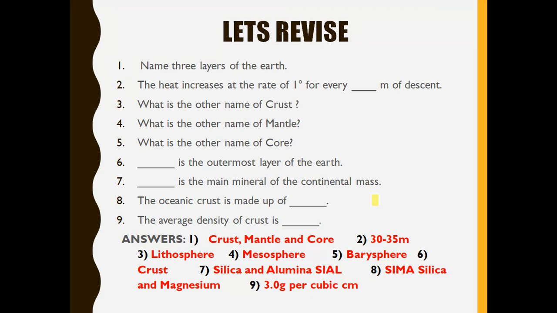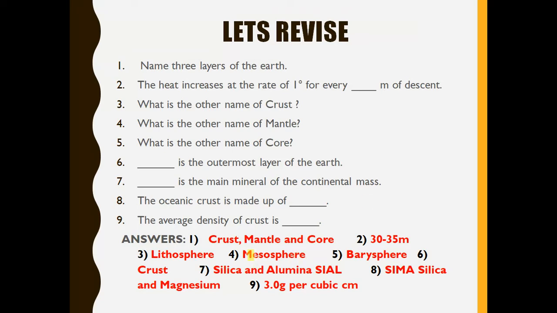Question number 6. Dash is the outermost layer of the earth. Crust. Dash is the main mineral of the continental mass. Now, continental mass is Sial, so it is silica and alumina. Oceanic crust, as I told you, has Sima, so oceanic crust is made up of Sima, that is silica and magnesium.